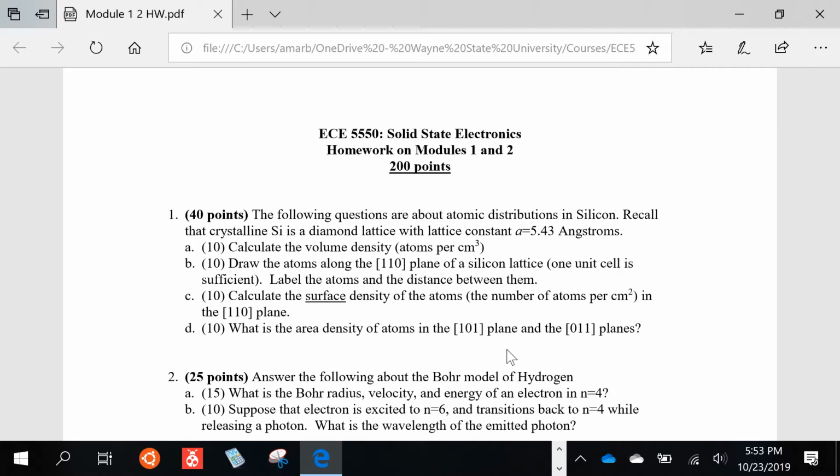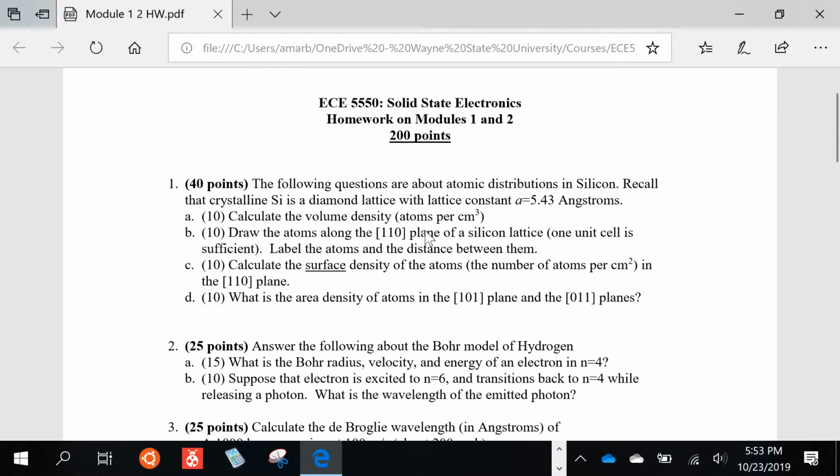So this question, since we're talking about this one, it's about atomic distributions. This is a good test question to have because it requires you to do some calculations. You have to have some conceptual understanding of atomic distributions, and that's really what Module 1 is all about. So the types of problems that you can expect for Module 1 will be something like calculating volume density, calculating surface density, drawing the distribution, calculating spacing between atoms and such.